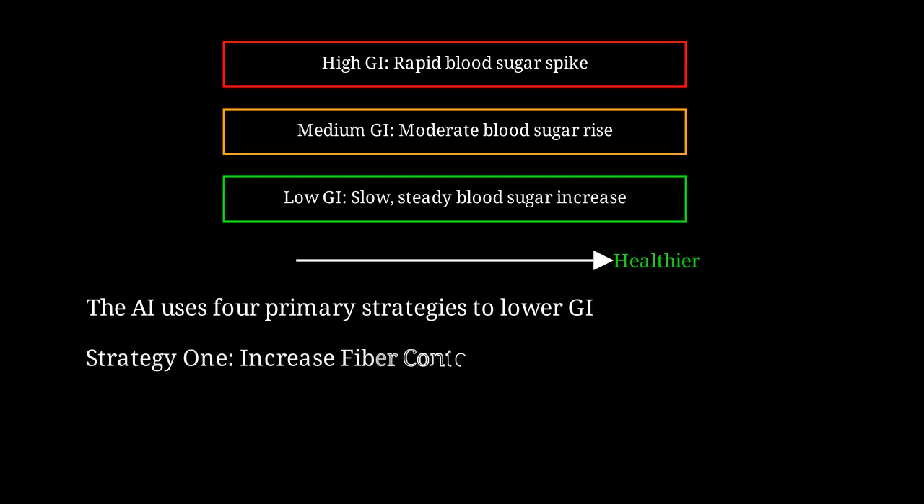First, increase fiber content. Fiber slows carbohydrate digestion. The AI selects high-fiber substitutes like whole grains, legumes, and vegetables. The GI reduction is roughly proportional to fiber content. Every 5 grams of fiber can reduce the glycemic index by approximately 5 to 8 points.